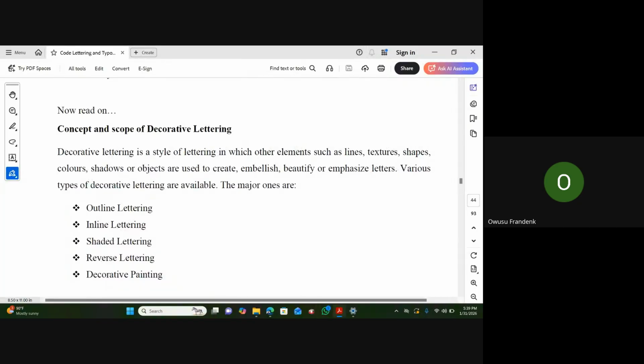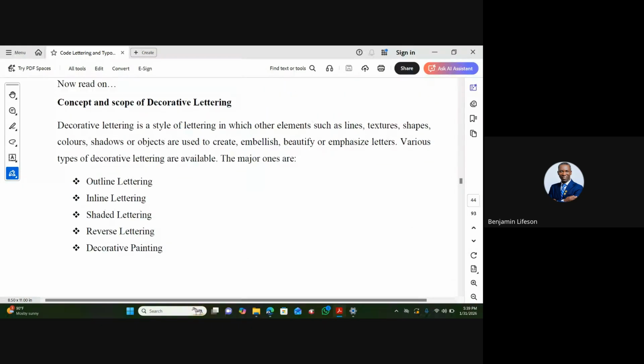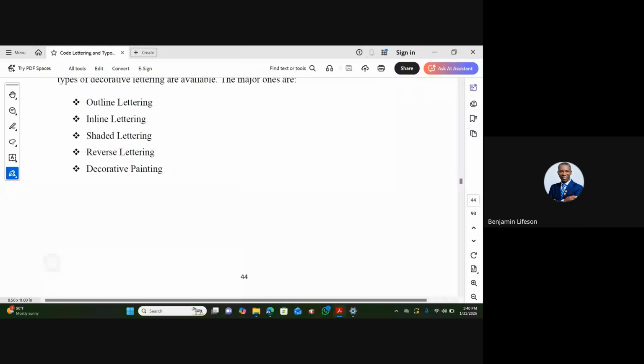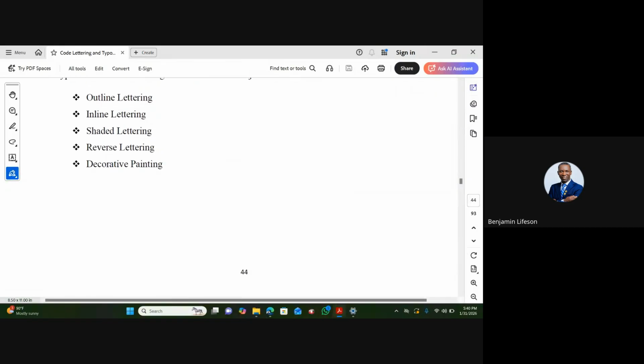All right, so as the name implies, we are looking at decorative lettering. We are saying that it's a style of lettering in which elements such as lines, textures, colors, shadows, all right, are attached or are used to create the letters or to create the words or the sentences, or to embellish it, or to make it more beautiful, or to emphasize it. Okay, so we are saying that we have outline, inline, shaded, reverse, decorated.